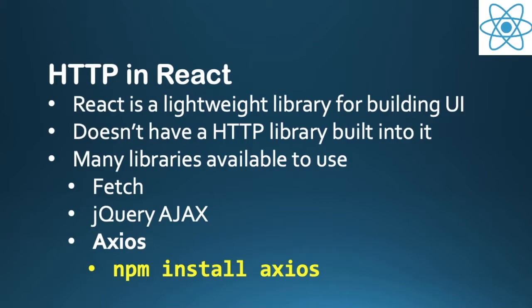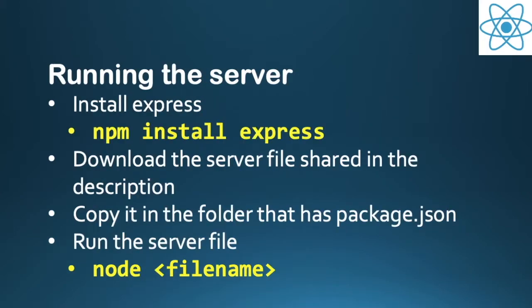Before using Axios, we'll need to install it. And the way to do that is npm install axios. So go ahead and install Axios. Once you have installed Axios, we need to also install our server, which will respond to the requests that our front end, our React application, will send.